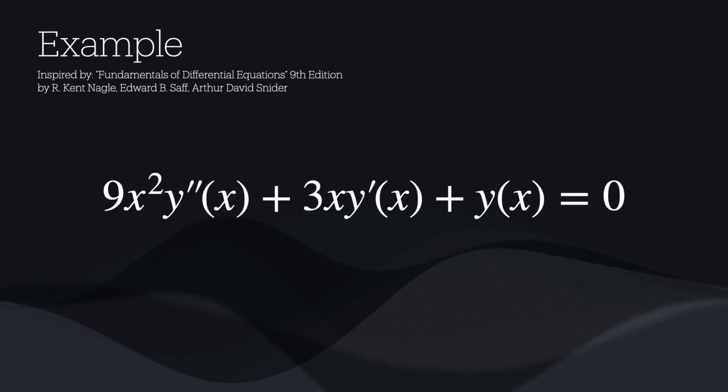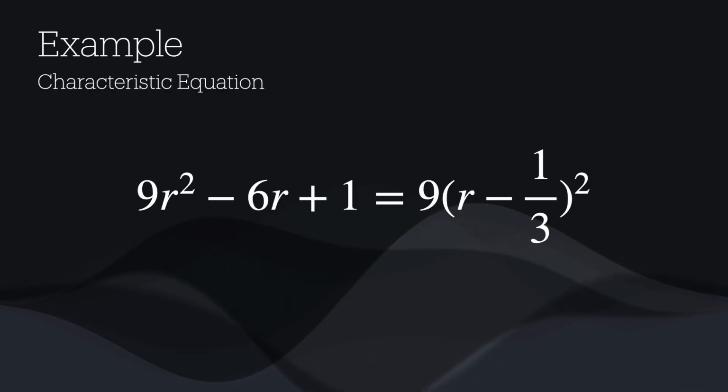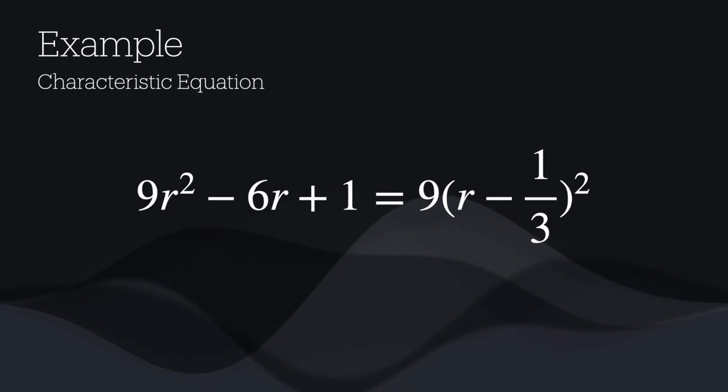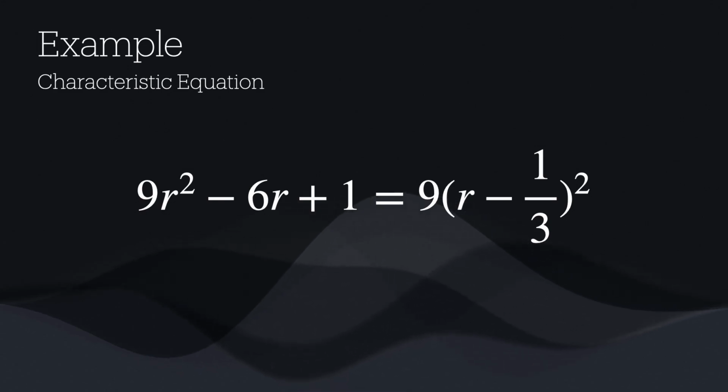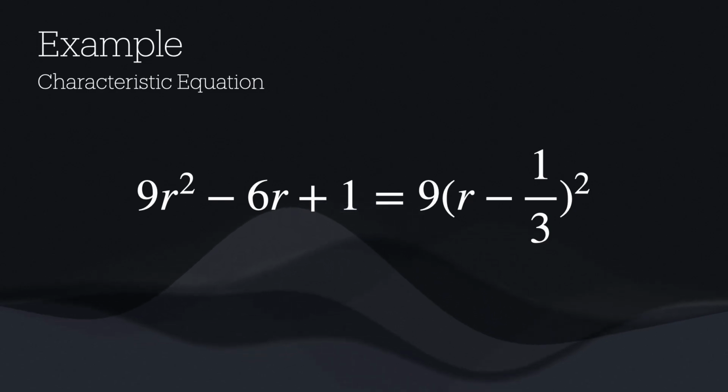Let's cover one more example. Here we have 9x squared y double prime of x plus 3x y prime of x plus y of x equals 0. Here, the characteristic equation is 9r squared minus 6r plus 1, which can be factored into 9 times (r minus 1/3) squared. As you can see, 1/3 is a repeated root for this Cauchy Euler equation.